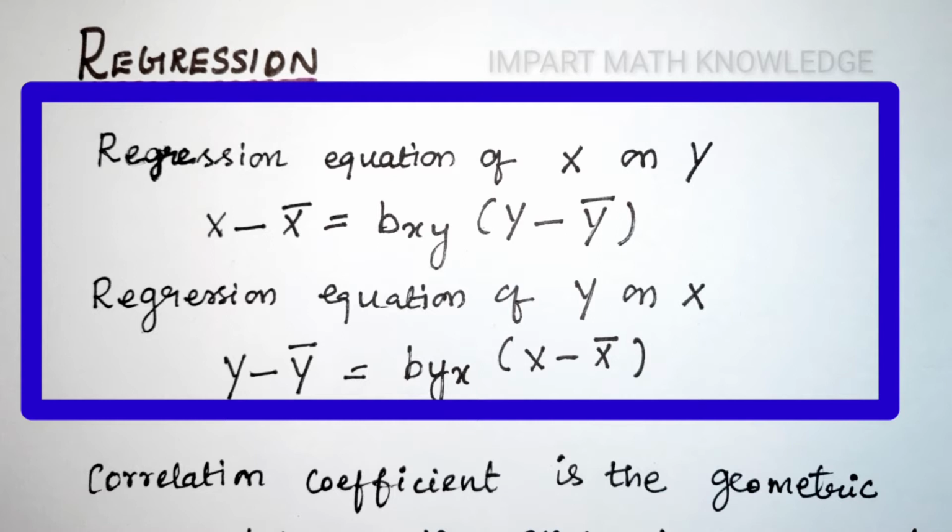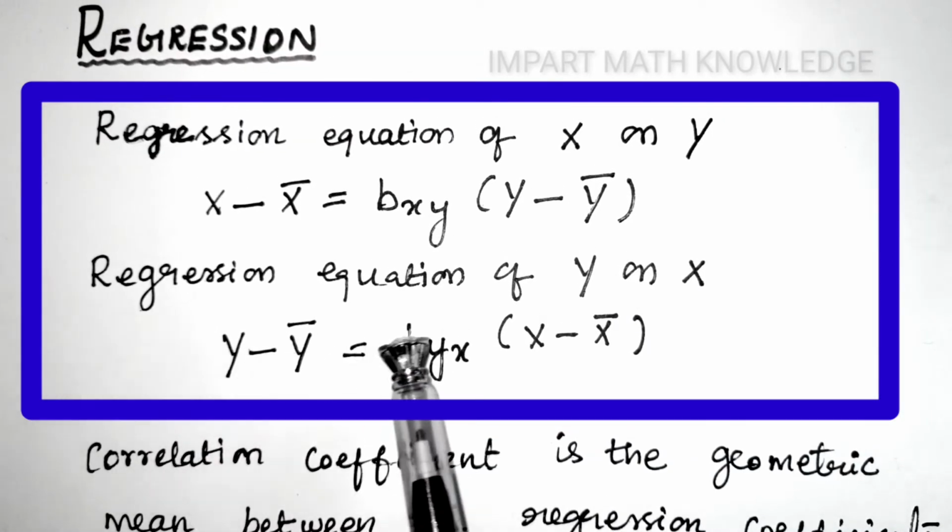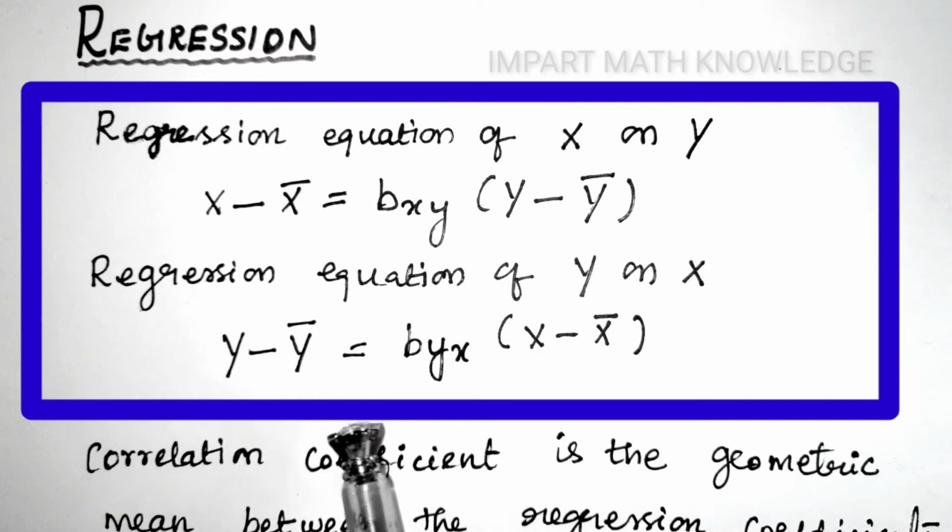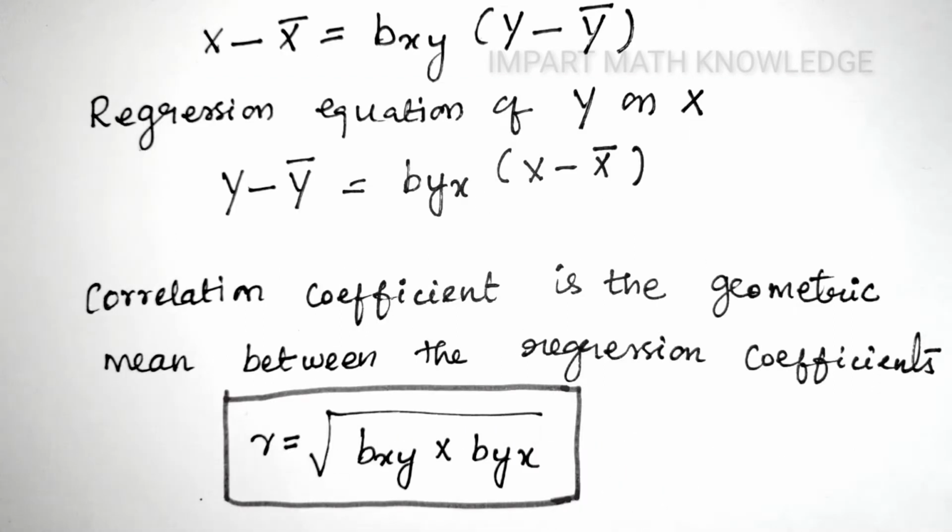This video is about regression. The regression equation of x on y is x minus x bar is equal to bxy into y minus y bar. The regression equation of y on x is y minus y bar is equal to byx into x minus x bar. The correlation coefficient is the geometric mean between the regression coefficients. That is, r is equal to square root of bxy into byx.